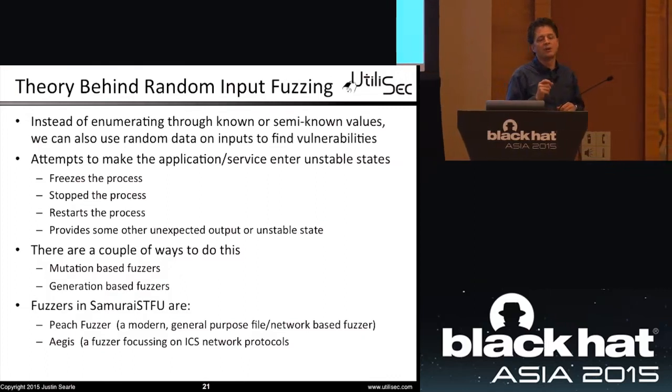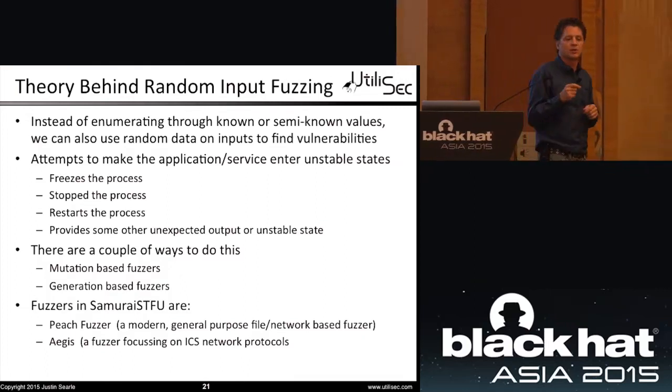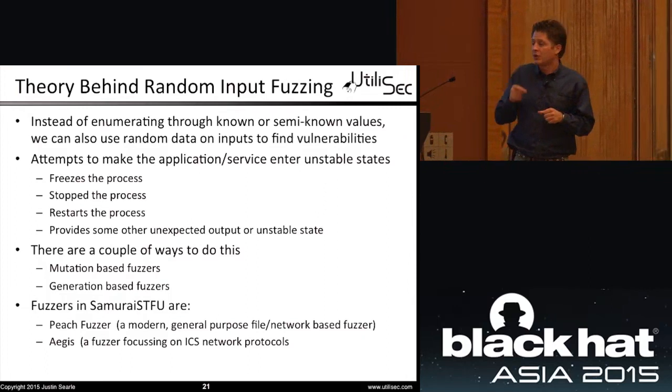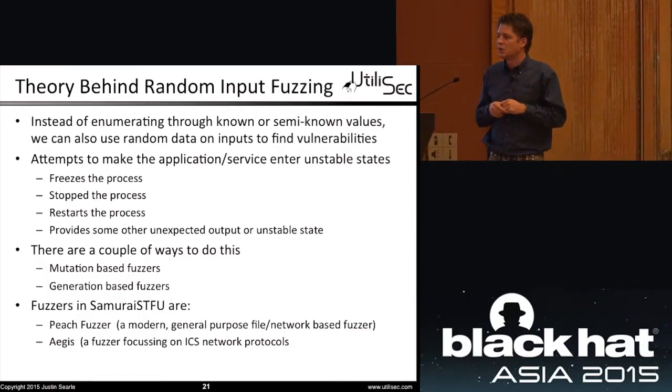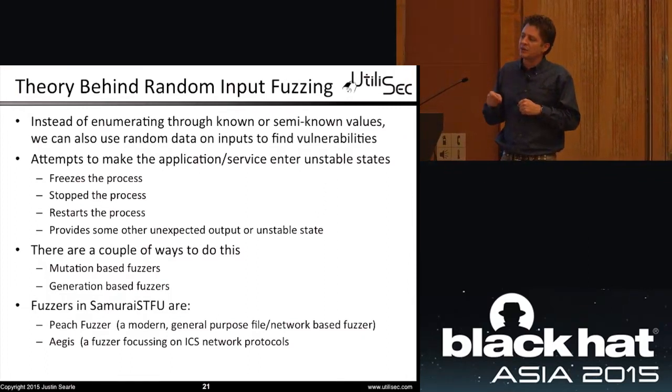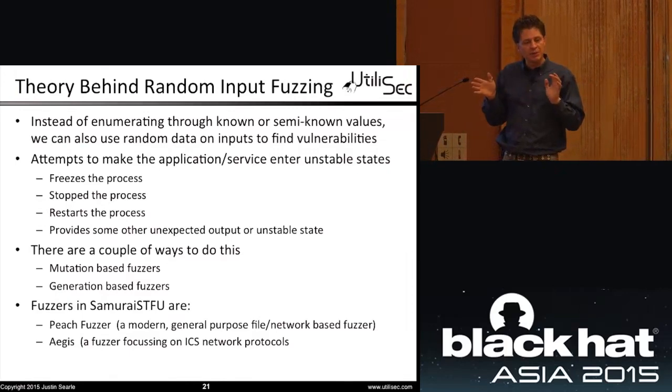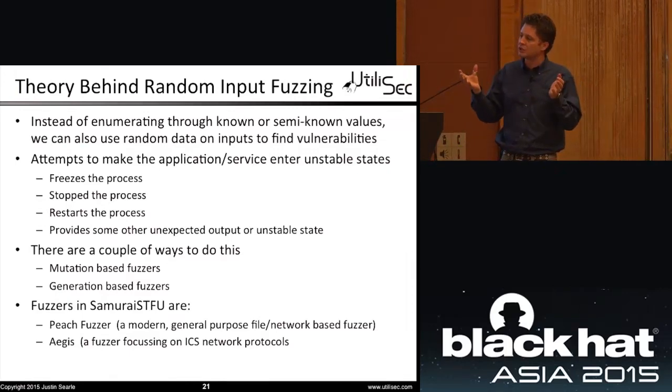Generation-based fuzzers often can be a little bit more targeted, but the problem is in order to use a generation fuzzer, you have to train that fuzzer how to speak the protocol. Most of the best fuzzers out there will generally have a combination of both capabilities. They can do mutation or they can do generation.